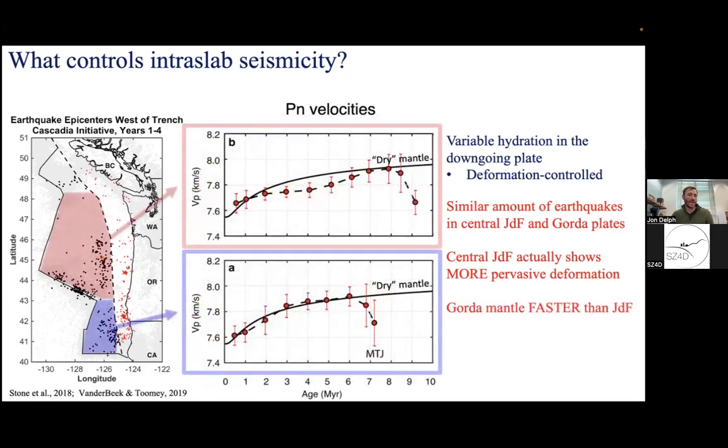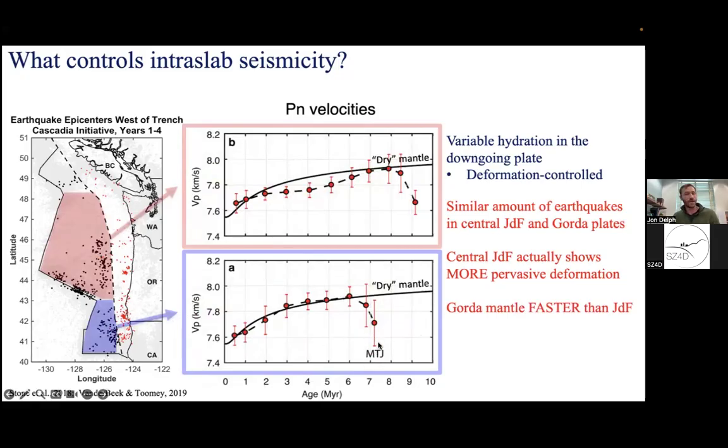We can also look at Pn velocities. So these are refracted P waves in the uppermost mantle of the Juan de Fuca plate. Okay, so these are going to tell us about mantle hydration. What we see in this study is that in the Gorda segment, where we seem to have more seismicity, we actually seem to have a much drier mantle. So velocities that we recover are consistent with what we'd predict for half-space cooling of oceanic lithosphere until we get near the Mendocino fracture zone to the south.